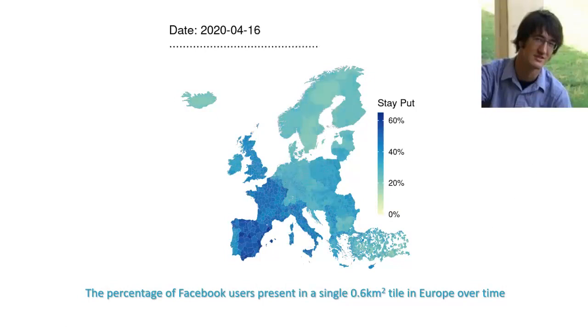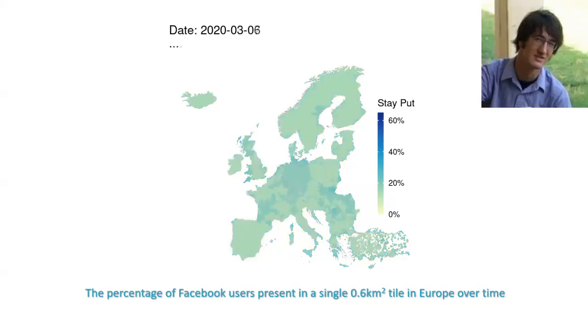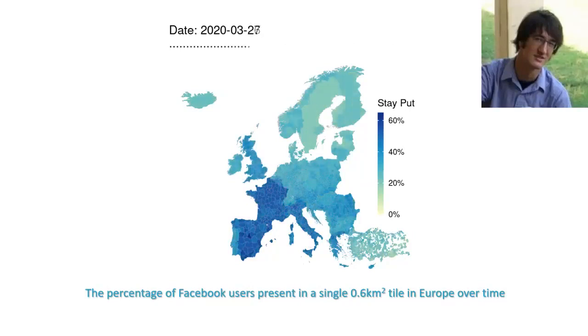From the beginning of March onward, we see an increase in the number of Facebook users who are staying put, so to say, staying in that single tile, starting in Italy, and then gradually moving in Spain and France, most pronounced. And then a general thawing of this stay put percentage as relaxation measures have come into place.